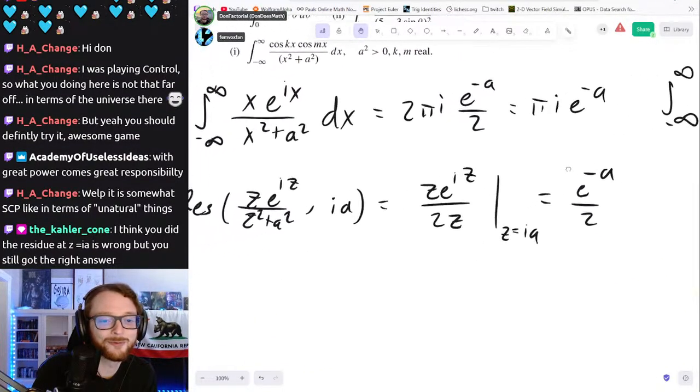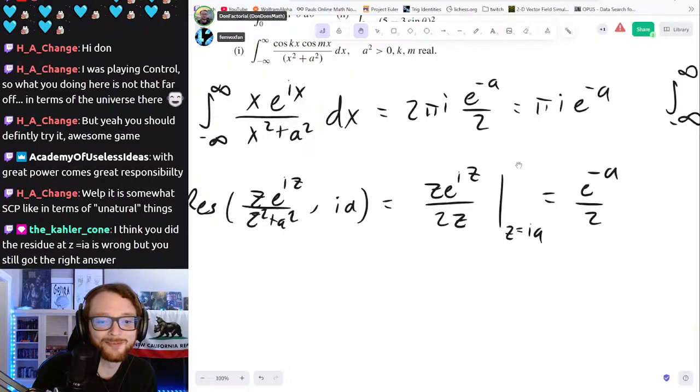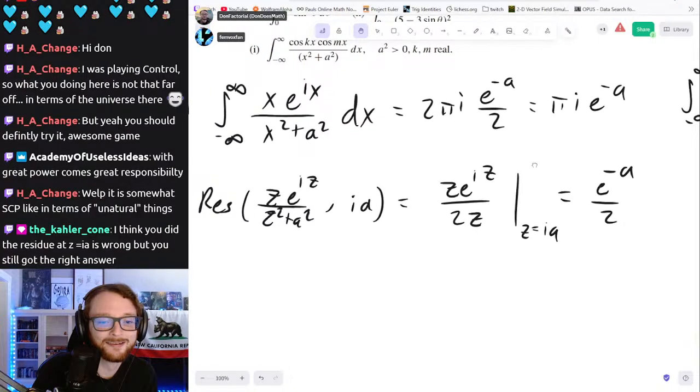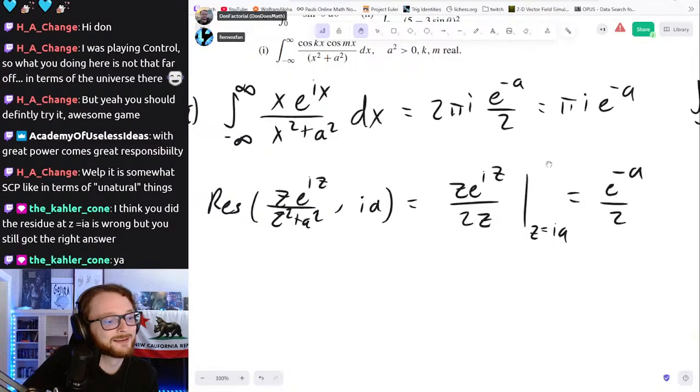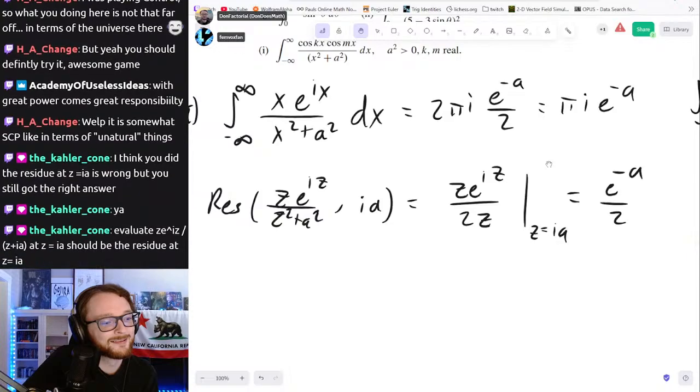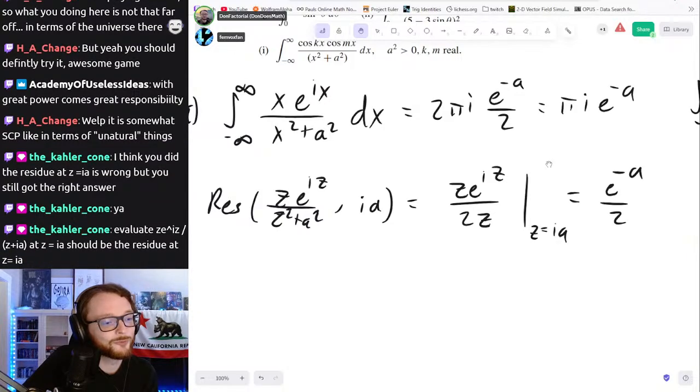Wait, the residue at z equals ia is wrong, but we still got the right answer? What's wrong with it? Oh no, we got it wrong. I thought we were doing great. It's like SCP in terms of unnatural things. Oh, did we pick the wrong sign? Evaluate z.